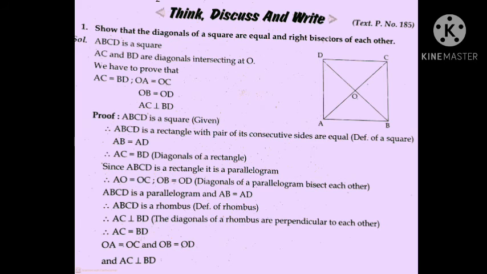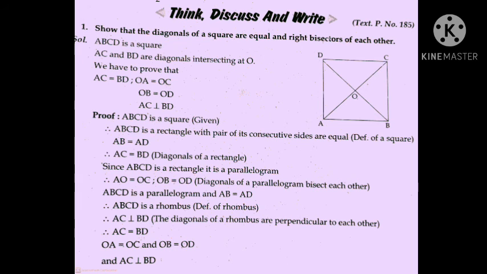To think, discuss and write. Show that the diagonals of a square are equal and right bisectors of each other. Solution. Observe the picture. ABCD is a square and AC and BD, the two diagonals, intersect at O. Then we have to prove AC equal to BD and OA equal to OC, OB equal to OD, and AC is perpendicular to BD.